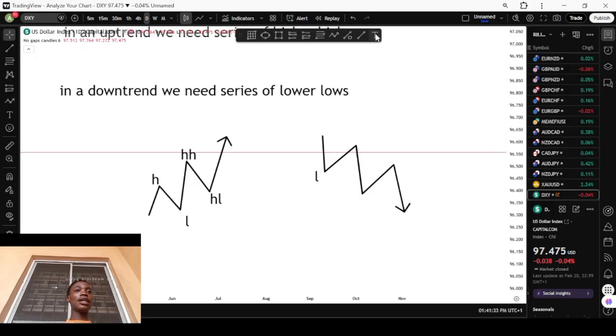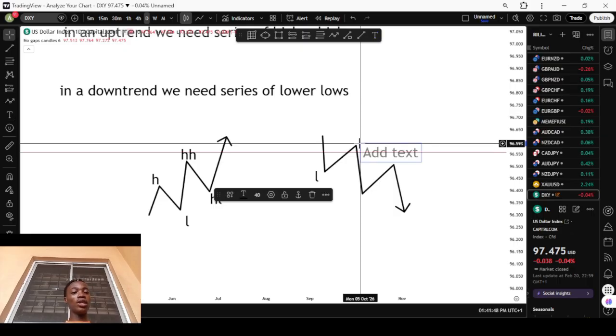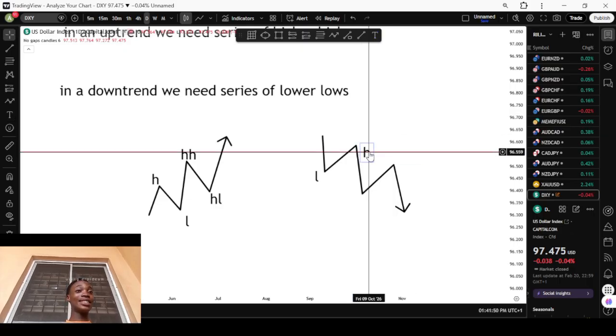After that, we have the market retrace a little bit. We can't say that's going to be a lower high or a lower low, but first we have to identify lows and highs before moving to higher highs, or before moving to lower high or lower low in a downtrend. So let's name this as H as well, and H is high.